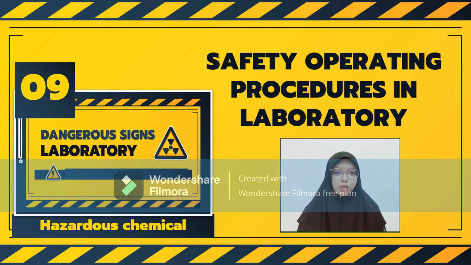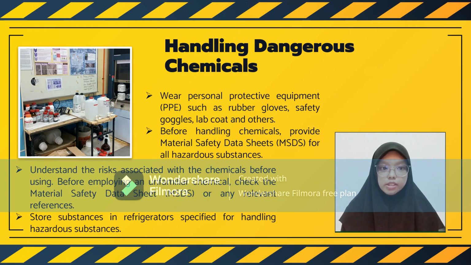Assalamualaikum warahmatullahi wabarakatuh. My name is Nurul Anisa Chua binti Kamaludin, and I will explain the standard operating procedure (SOP) for each task identified in table 1. Firstly, when handling dangerous chemicals, the most important SOP that we should apply is wearing personal protective equipment (PPE) such as gloves, goggles, and a lab coat to avoid direct contact with the chemicals. Other than that, we should also provide material safety data sheets (MSDS) before handling any dangerous chemical to understand more about the risks associated with the substances. Lastly, after using the chemicals, we should store them in the refrigerator specified for the substances.